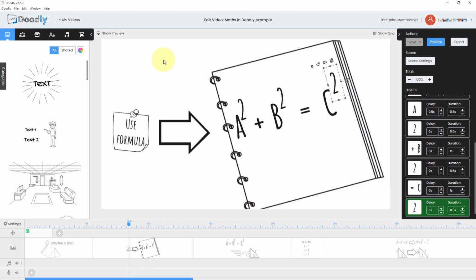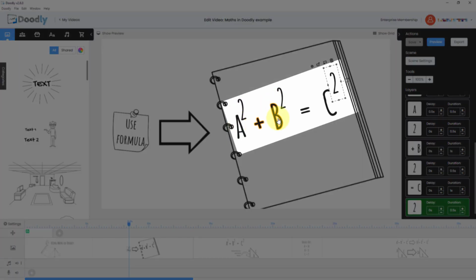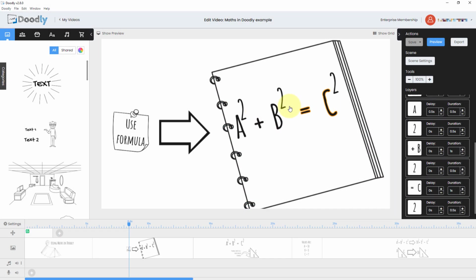Now, one of the things I did was I used Glassboard because I think that looks so much better. So let's think about this equation here. There are other ways we can do it, and I'm going to show you that now.